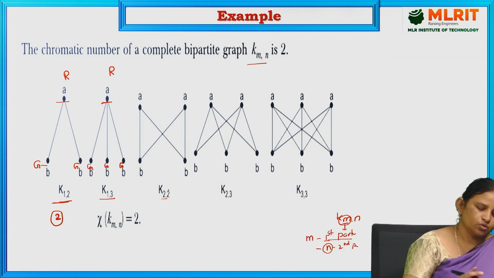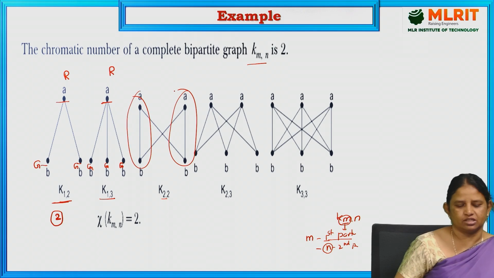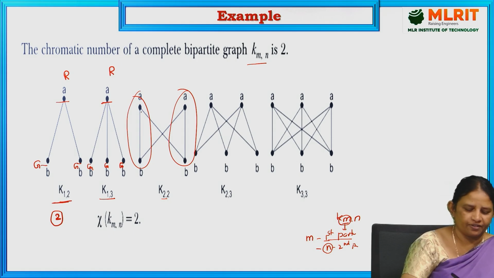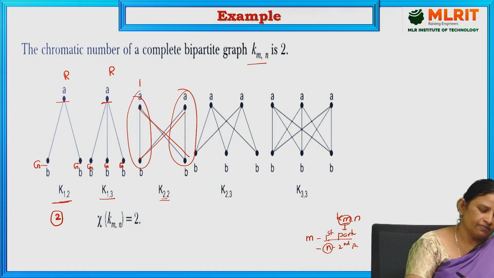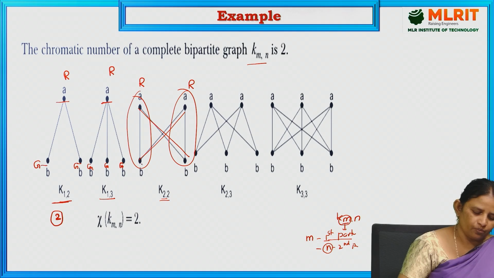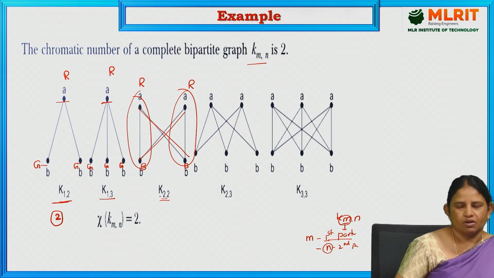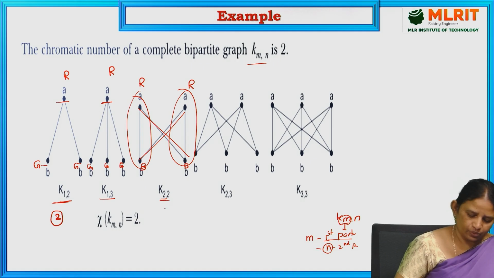Next, K22. That means the first partition consists of 2 vertices and the second partition also consists of 2 vertices, and every vertex of A is connected to all vertices of B, so it is a complete bipartite graph. A is colored with red, and for B we can use blue for both B's because these two are not adjacent. What is the chromatic number for K22? Also 2.